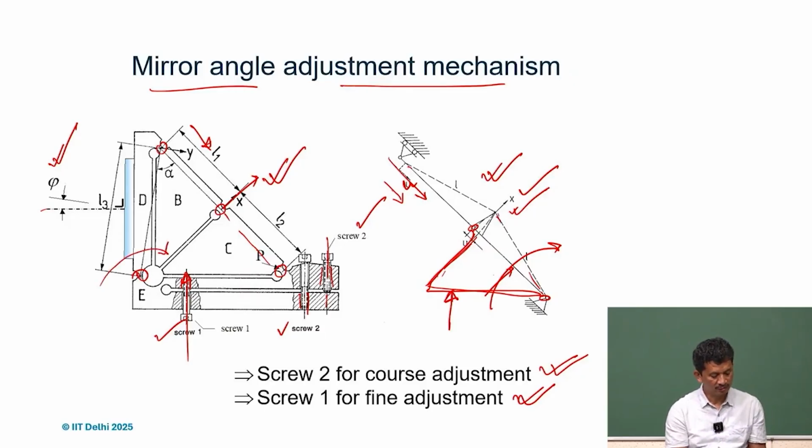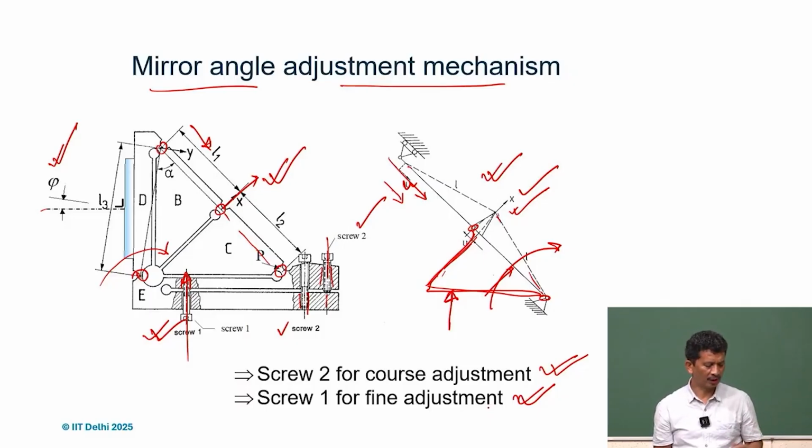By just moving or adjusting, that is screw 1, or you can say actuation there, you push and then you can readjust and you can get that phi motion as desired. So it can also work in a closed loop way.